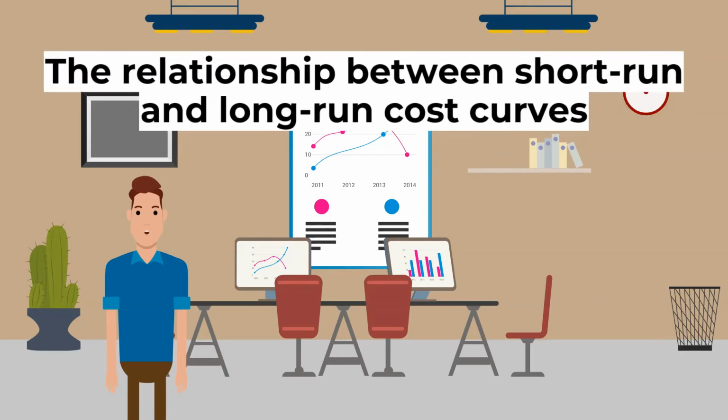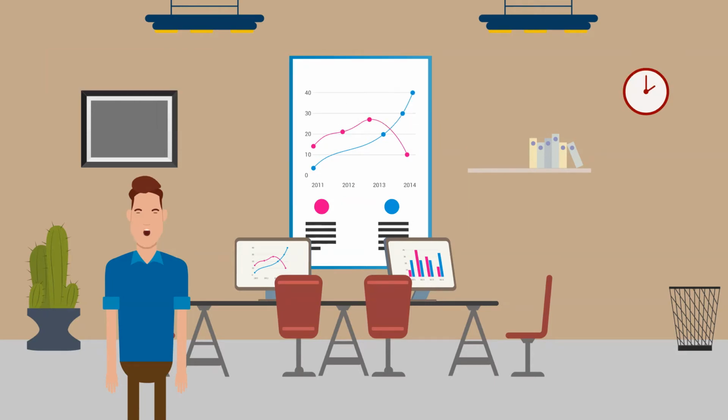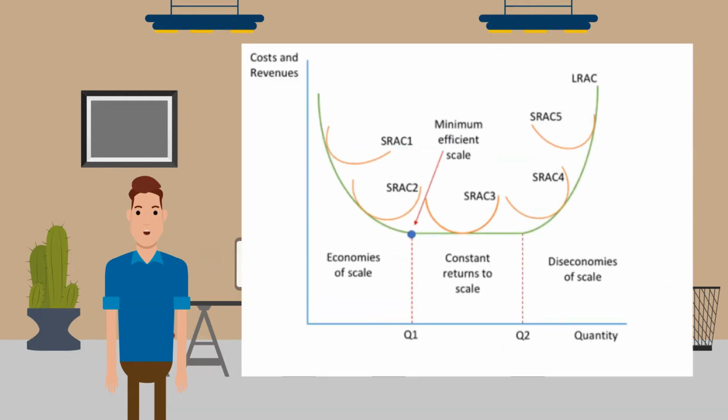What is the relationship between short-run and long-run cost curves? Short-run average cost, or SRAC curves, are U-shaped because of the law of diminishing returns, whilst long-run average cost, or LRAC curves, are U-shaped because of economies and diseconomies of scale. The LRAC is an envelope for all associated SRAC curves because the LRAC is either equal to or below the relevant SRAC as shown in the diagram.